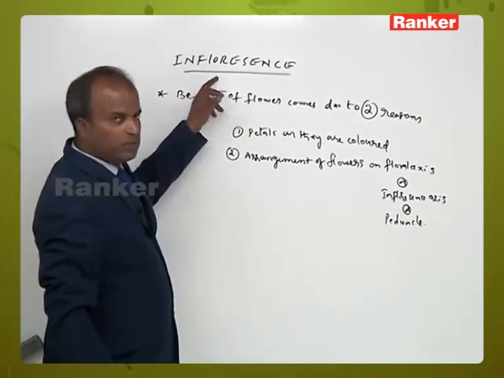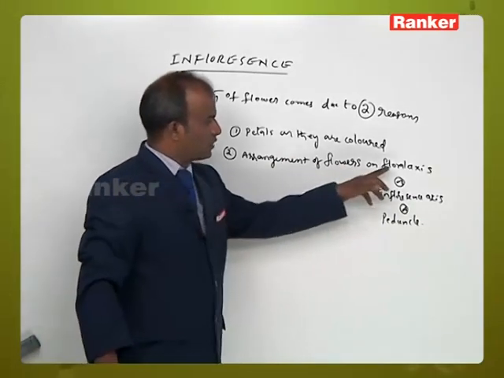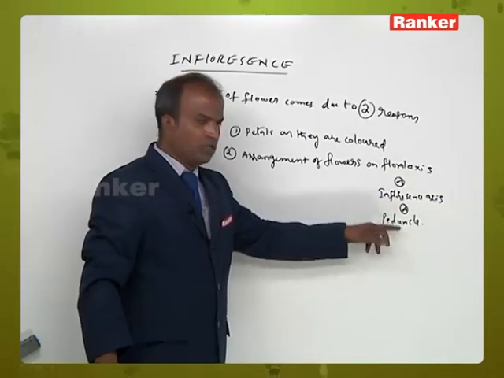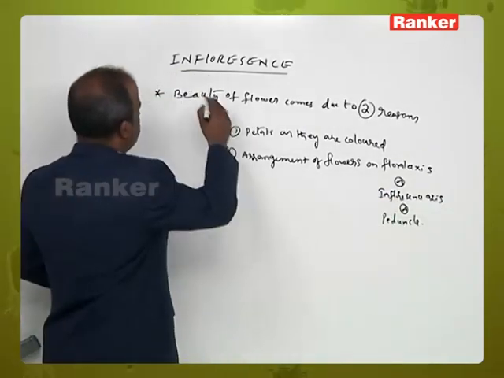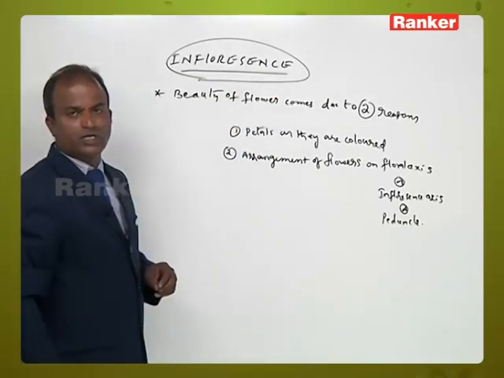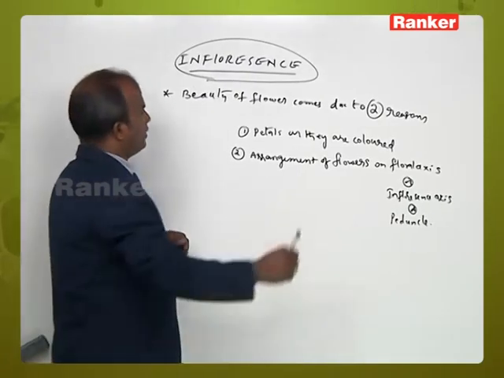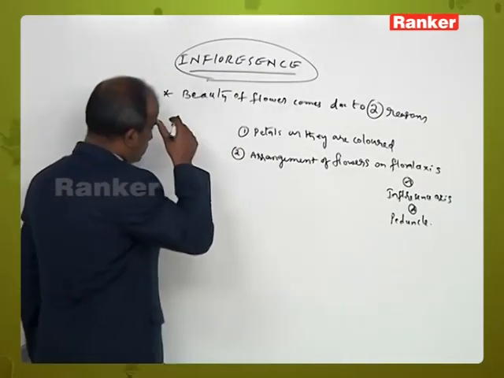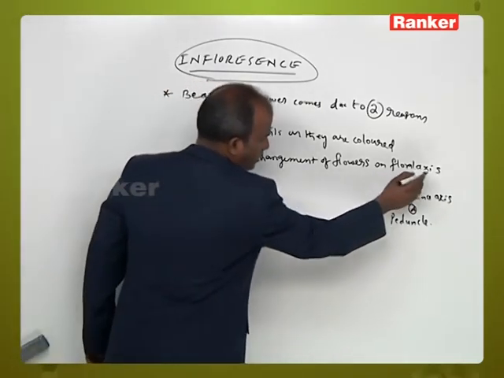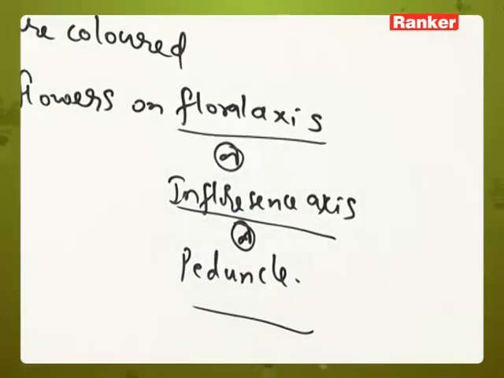Can you tell me what is the definition of inflorescence? Arrangement of flowers on floral axis, on inflorescence axis or peduncle itself, it is called as inflorescence. Can you tell me, in this inflorescence, what is it called as? Arrangement of flowers on floral axis or inflorescence axis or peduncle.